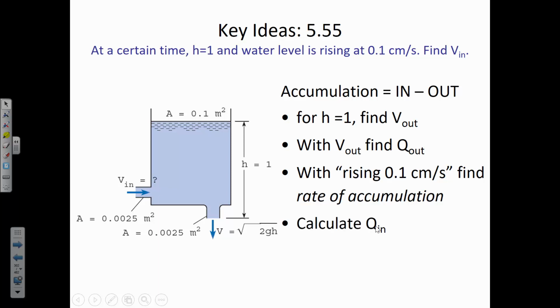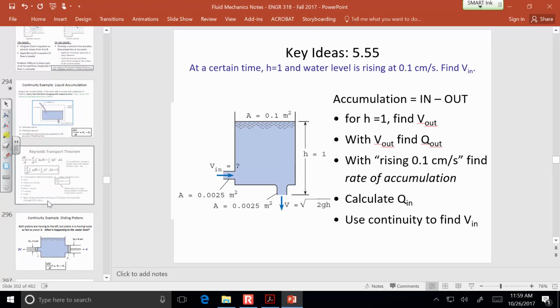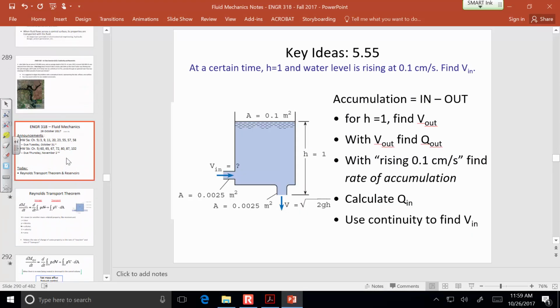So you'll calculate the Q in, which is simply the difference between the accumulation and the out, and then turn that into a velocity in by Q equals VA. So this is a combination of the orifice equation, which comes from Bernoulli's equation, and the accumulation inside of the tank. If you have questions on the other homework assignment problems, I'd encourage you to stop by during my office hours.